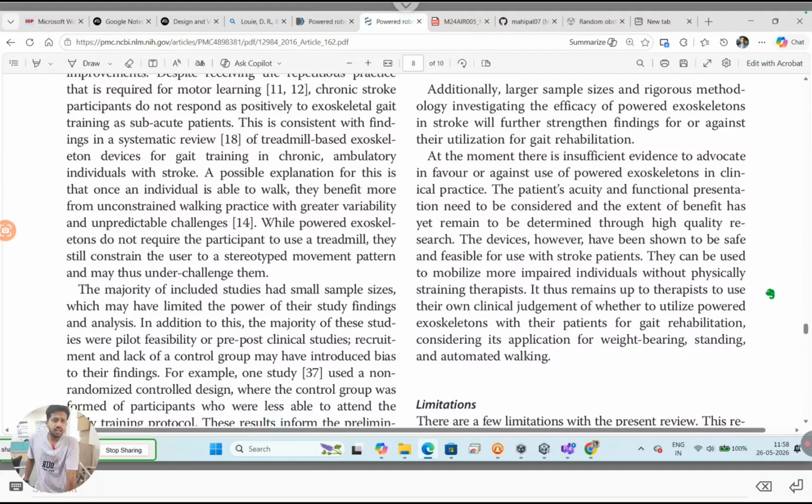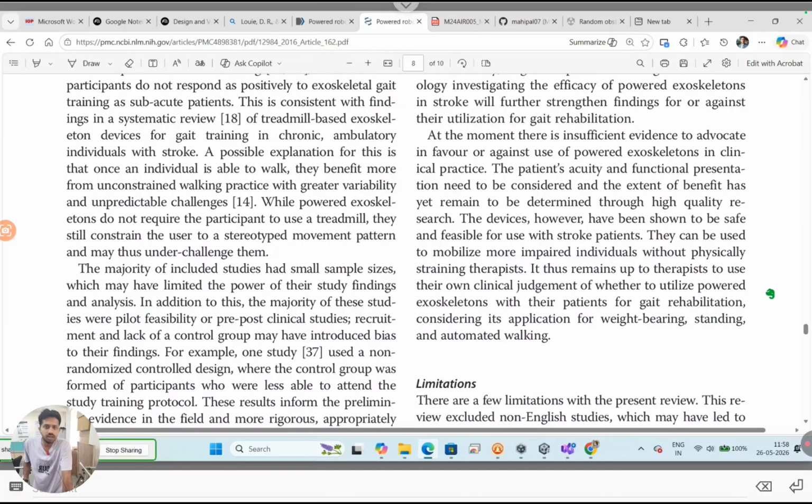At the moment, there is insufficient evidence to advocate in favor or against powered exoskeleton in clinical practice. The patient's acuity and functional presentation need to be considered, and the extent of benefit has yet to be determined through high quality research. The devices, however, have been shown to be safe and feasible for use in stroke patients.